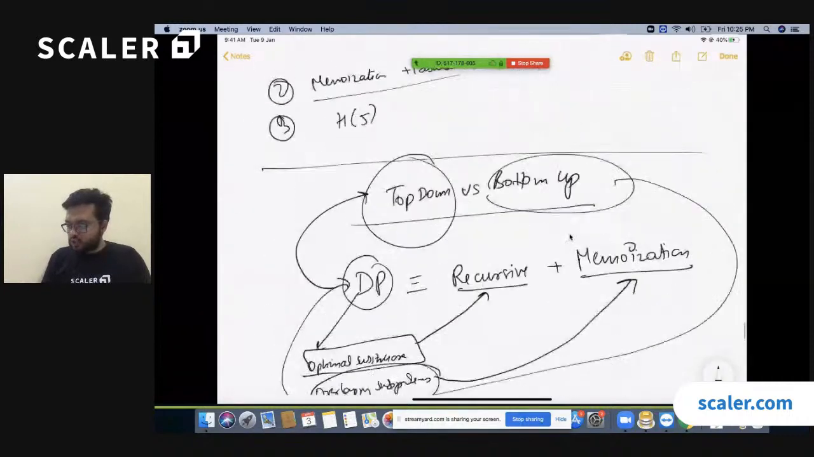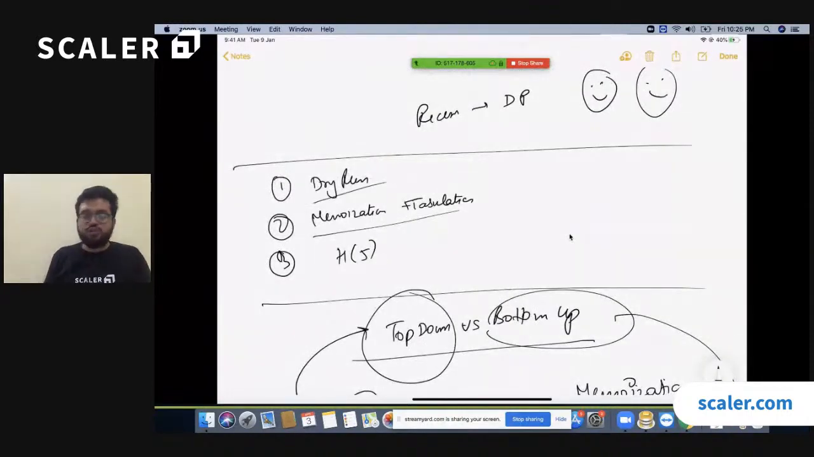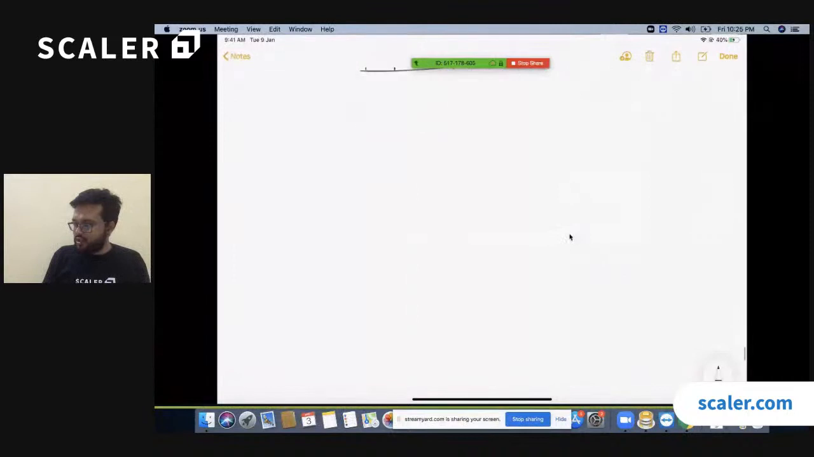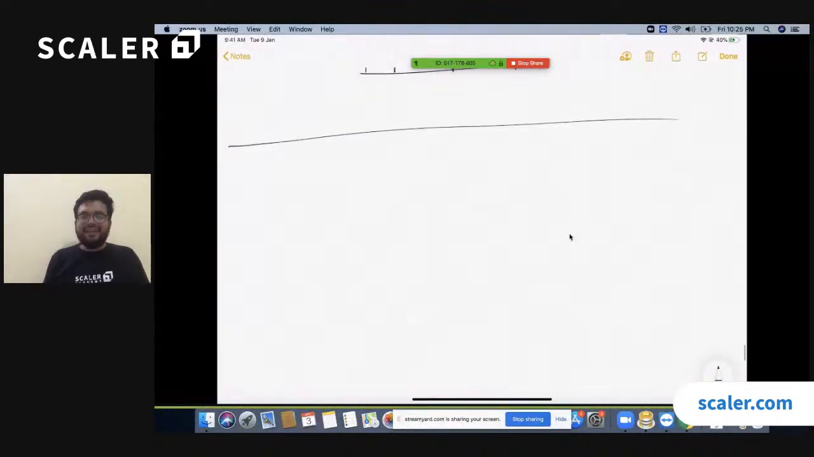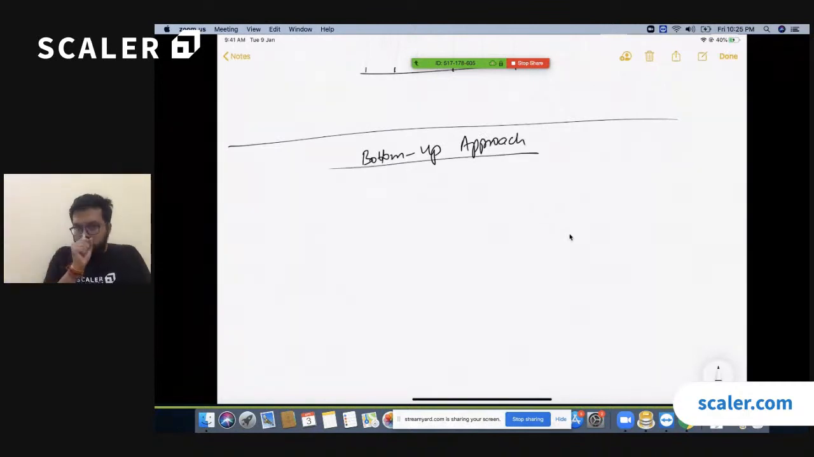So I hope this question should be clear now. Let's now come to dry running this problem, and let me dry run it using the bottom-up approach, because top-down we have discussed very extensively. Let's dry run the party problem using the bottom-up approach.